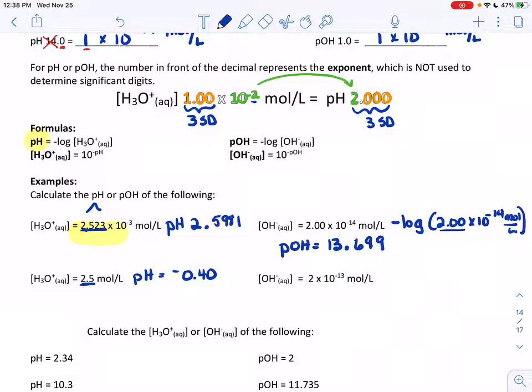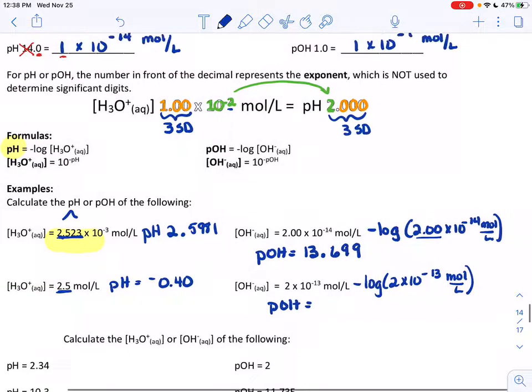And my last example for my pOH, again, I'm going to write the formula this time. So 2 times 10 to the minus 13 moles per liter. And so this time my pOH, again, the number in front of the decimal does not count. This number has 1 significant digit, so 12.7.